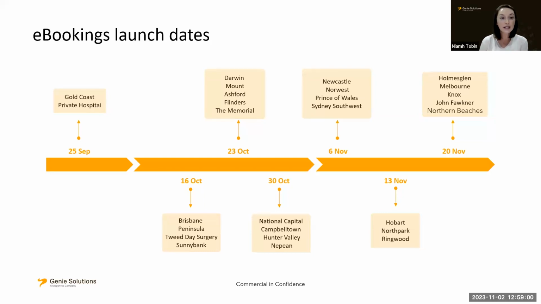Next week, it's Newcastle, Norwest, Prince of Wales, and Sydney Southwest. Then on the 13th of November, it will be Hobart, North Park, and Ringwood. The final stage is the 20th of November, and that's Holmesglen, Melbourne, Knox, John Faulkner, and Northern Beaches in New South Wales. So lots of hospitals are already live, and lots of Genie practices are already using it and really gaining a lot of benefit.